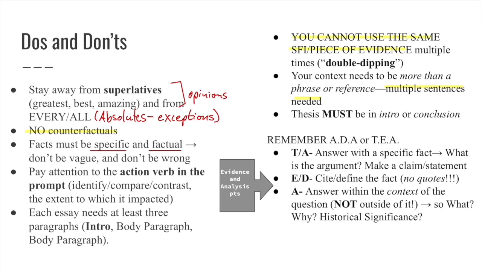Pay attention to the action verb. Like in the prompt, it said transformed. How did the Portuguese transform maritime trade in the Indian Ocean? That indicates the historical thinking skill of continuity and change over time. So pay attention to those words.